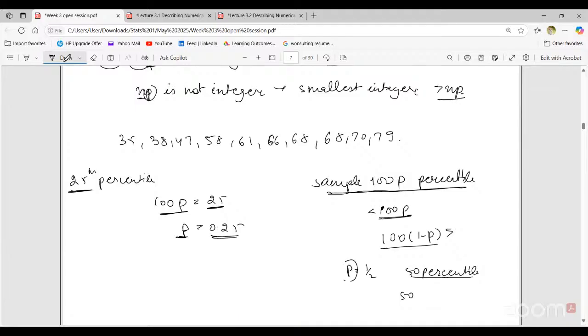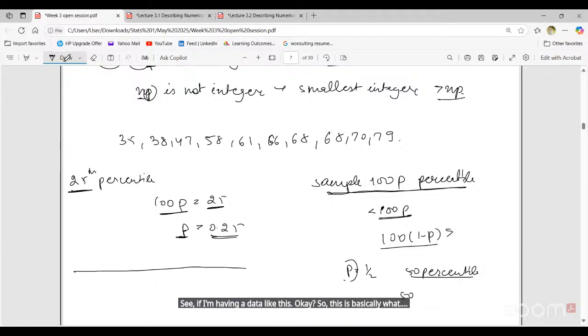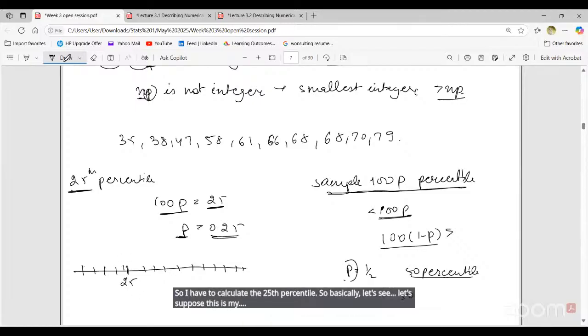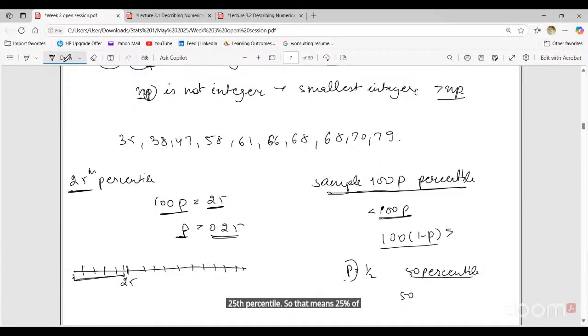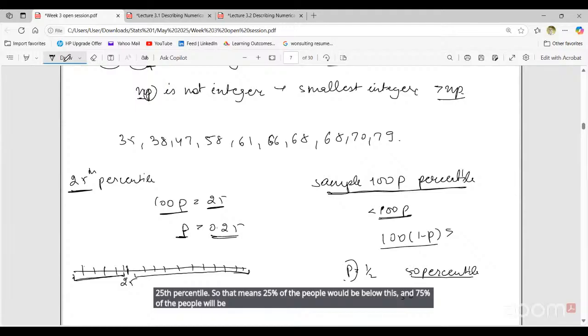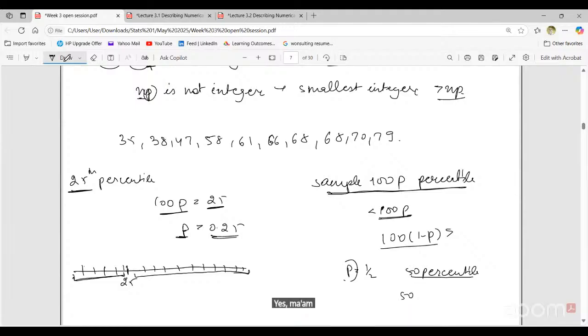See, if I have data like this, a percentile means 99 parts should be there, right? I have to calculate the 25th percentile. Let's suppose this is my 25th percentile. That means 25% of the people would be below this and 75% of the people will be above this, correct? So I have to calculate this 25th percentile. So my 100p sample equals the 25th percentile, correct?